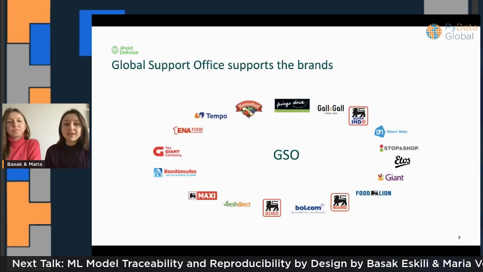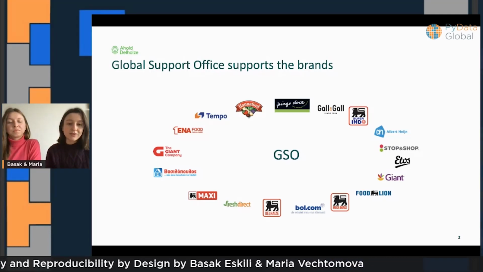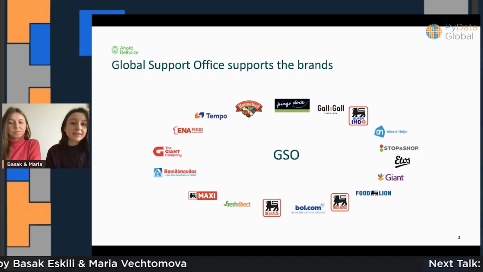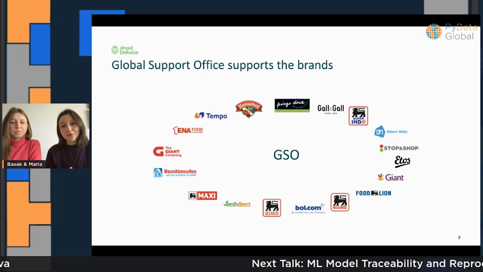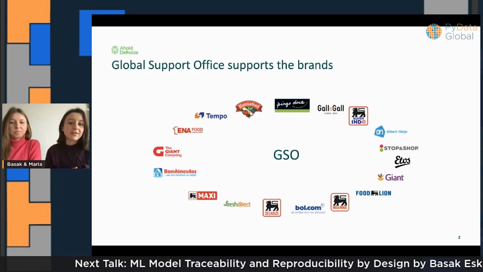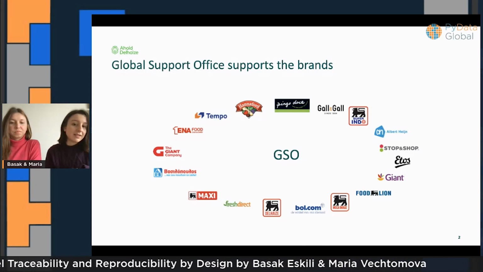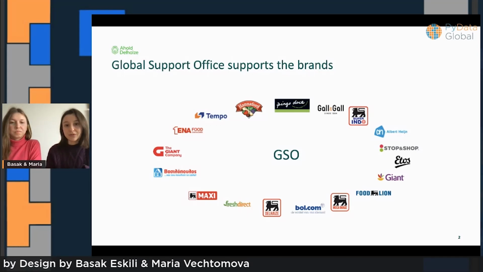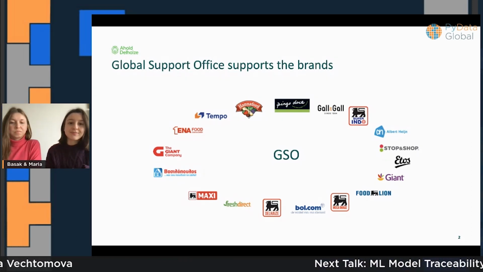Maria and I are working at Global Support Office. It is a central unit that supports brands from different angles. It can be legal, it can be finance, it can be HR. We are in the digital department and we support brands from a data science perspective. Some brands do have very advanced data science capability. They have big teams. Some brands do not have any data science or MLOps capability. So we help those brands who are in need of either data science or MLOps help.